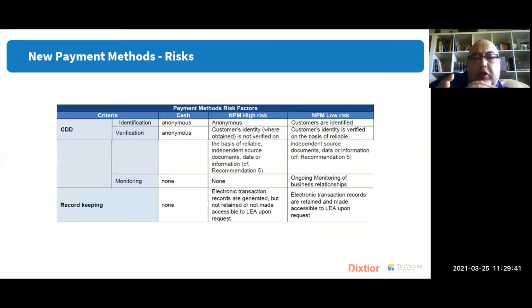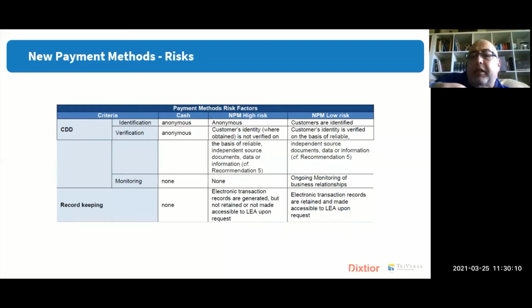So let's first go through some risks and compare cash and new payment methods, with high risk and with low risk. In terms of diligence, identification, verification, if it's a cash-based trade, it's anonymous. Basically, it's in front of you, but you don't check anything. If you cannot identify, if you cannot verify identification, it's a payment method with high risk.